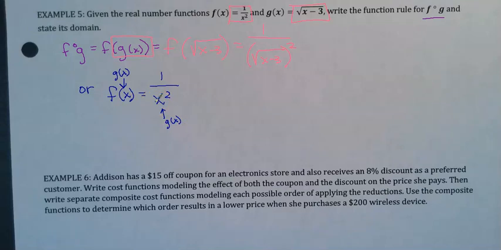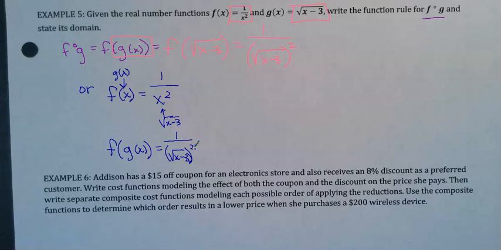If g of x is going here, or maybe another way I should write it, if g of x is going in place of x, then here needs to be the square root of x minus 3. Either way, you're going to end up with f of g of x equals 1 over the quantity, the square root of x minus 3, squared. Okay, so either of those is the same.